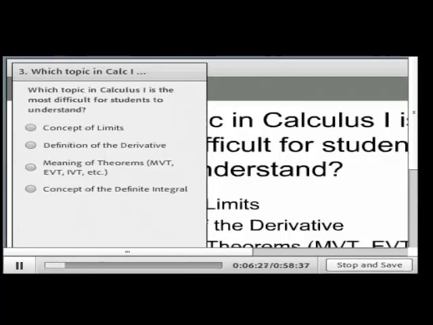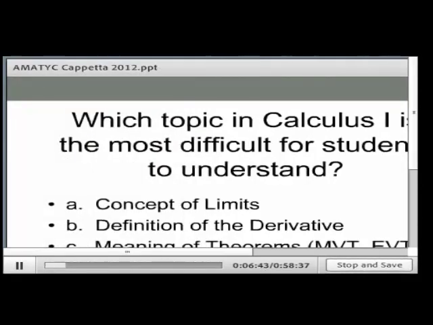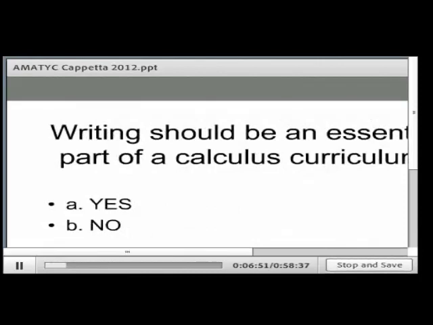And it looks like we have a tie between the concept of limits and the meanings of theorems. Now, it's my experience that students can typically evaluate limits correctly, assuming they can do the algebra, but they don't always know what they mean. It is also my experience that students can usually state theorems, they can tell you what they are, but they also don't necessarily know what those things mean. So that's something we're going to think about as we're looking at our problems.